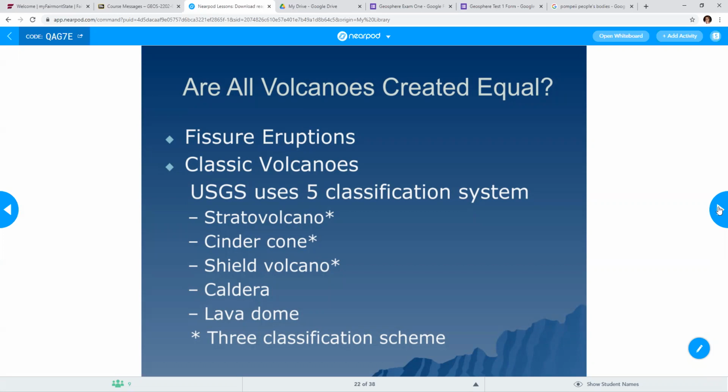So these are the types of volcanoes that the USGS, the United States Geological Survey, discusses. In our class, we're going to look really at three of them. We're going to look at the stratovolcano. You'll also see that called a composite volcano. They are the same thing, they just have different names. The cinder cone and the shield volcano. So those are the three things that we're really going to look at in depth.